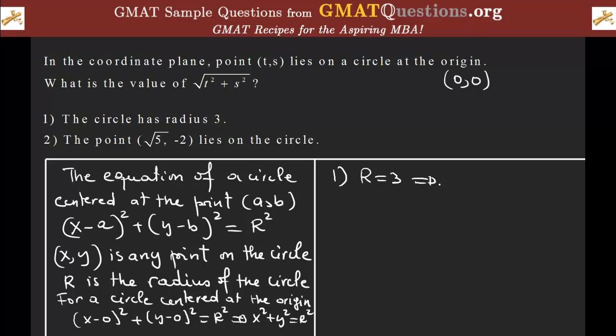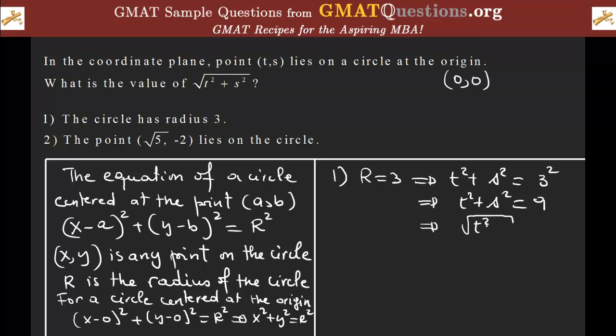So what does it mean? It means that because t and s lie on the circle, we're going to have t squared plus s squared equal to 3 squared. So what does it mean? That t squared plus s squared equals 9. Now remember the question. The question was, what is the value of the root of t squared plus s squared? We've just found it. As you know, it's easy.